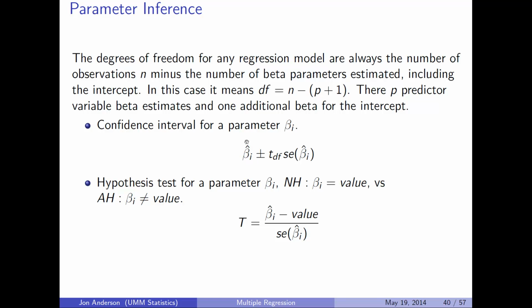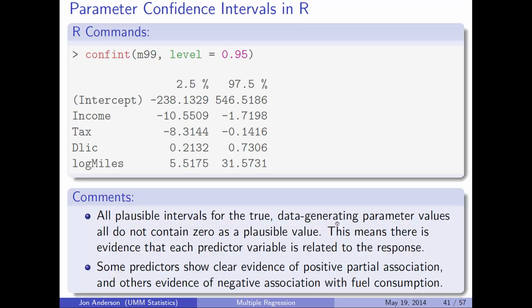Confidence intervals are just going to be estimates plus or minus an appropriate multiplier times standard error, and hypothesis tests are going to simply be the beta hat estimates minus a hypothesized value from the null hypothesis over a standard error. Confidence intervals can get constructed using the confint command, and you put in the model object and the confidence level you want, and you will come up with confidence intervals like this one.